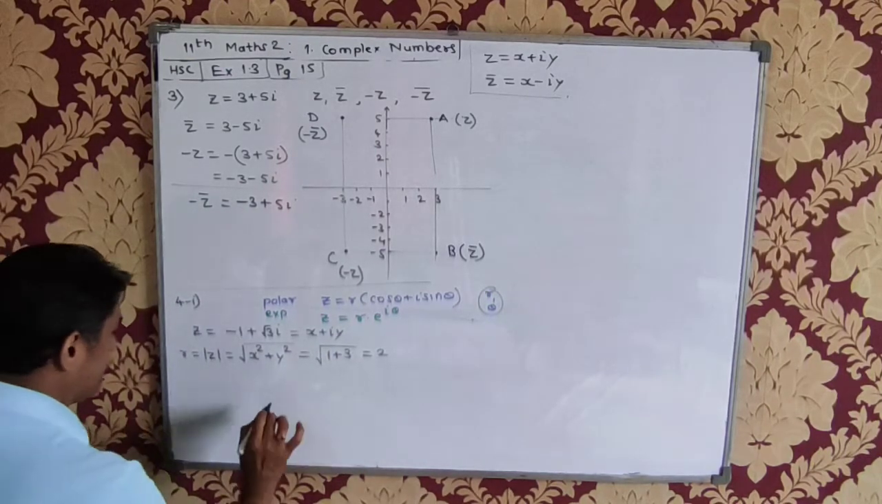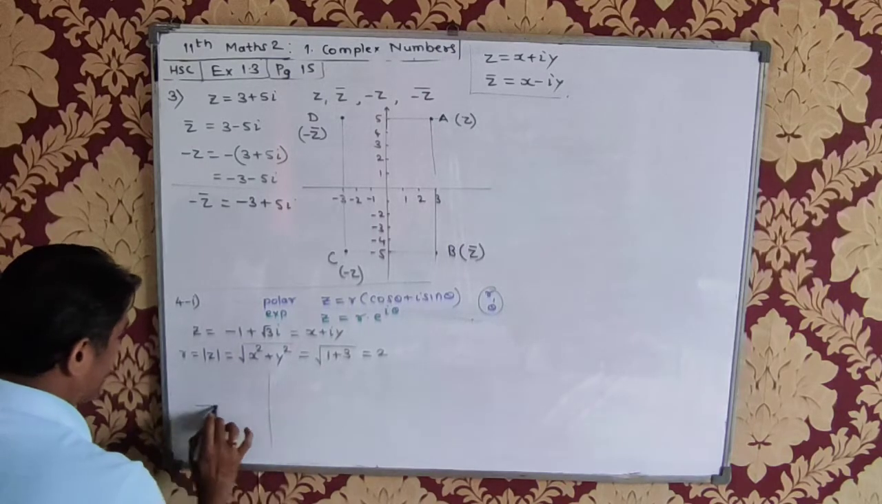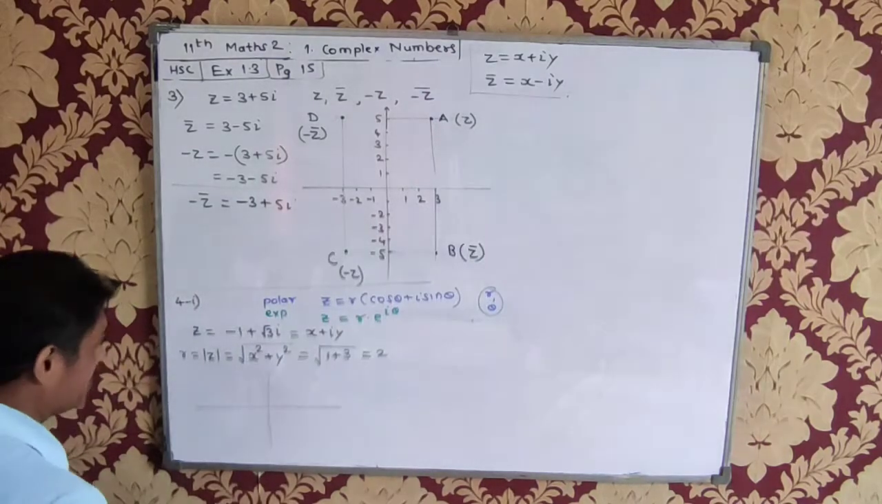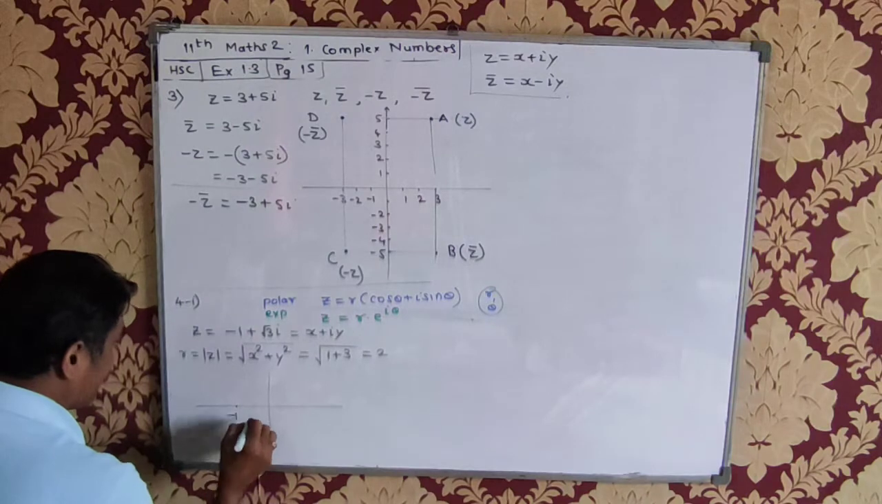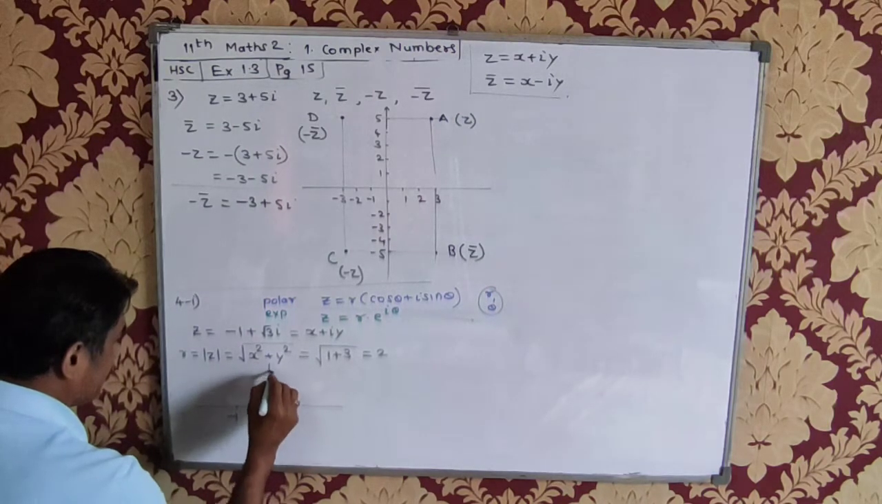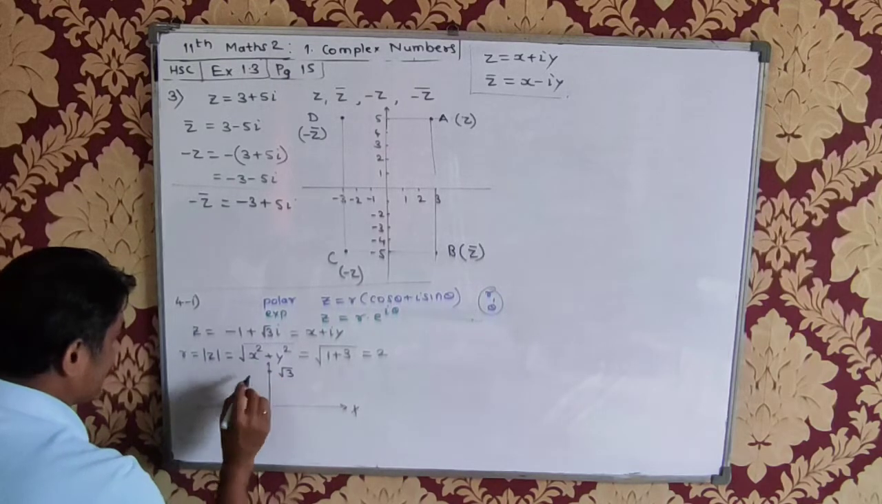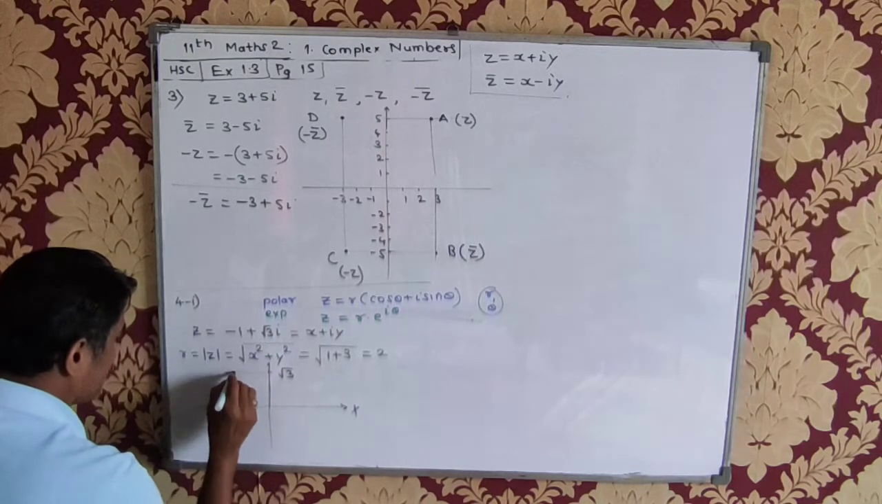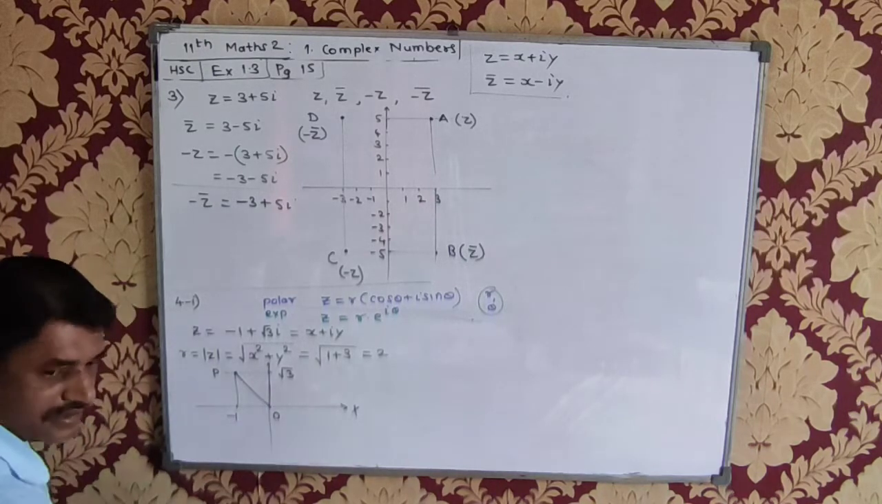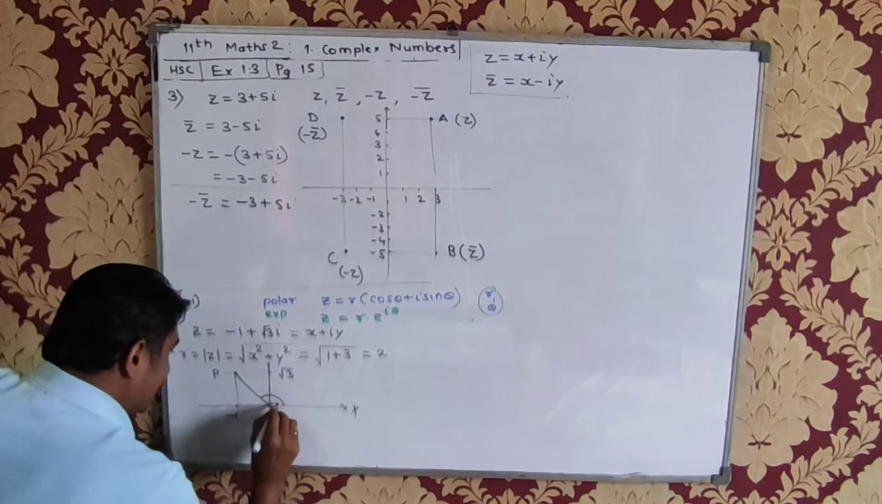For the argument, let us denote this on the Argand diagram. Minus 1 is here and root 3 is here. X axis is the real axis, y axis is the imaginary axis. So this will be the complex number p, and this is OP. Understood? So this is the angle theta.